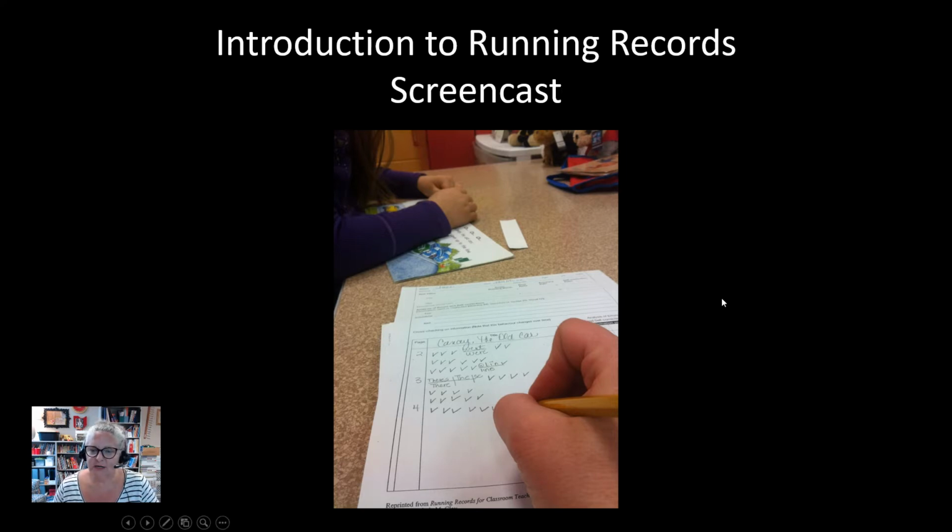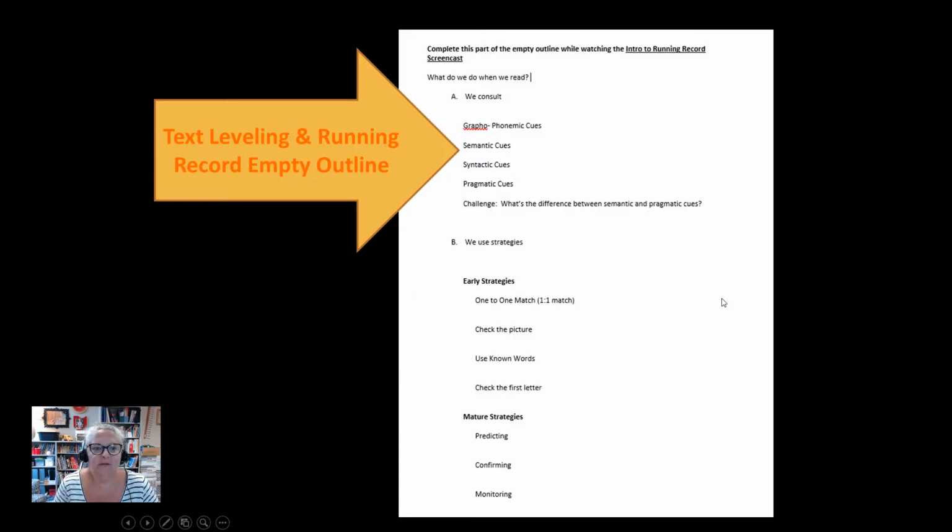For this work, you are going to want to have your text leveling and running record empty outline. I would have that printed off and just have that in front of you. And then as we go through the screencast, you can pause things and fill in the blanks there. These will not be notes that you turn into me as your weekly prep. These are just notes that you'll need to answer the questions on your weekly prep. They're also notes that you would use to then study across the term.